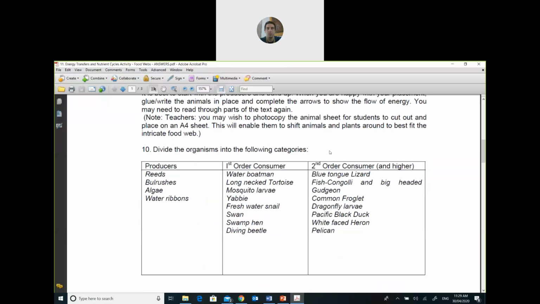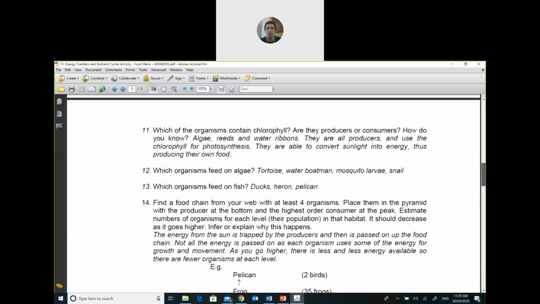Okay, first is to divide the organisms. So we know those primary producers were our reeds, bulrushes, algae, and water ribbons. We had a range of different organisms that fed on the producers. So they were the water boatmen, the long-necked tortoise, mosquito larvae, yabby, freshwater snail, swan, swamp hen, and diving beetle. And then we had our second order consumers and higher, which were the blue-tongued lizards, the fish, the congoli and the big-headed gudgeon, the common froglet, dragonfly larvae, Pacific black duck, white-faced heron, and pelican. So we first had to divide the organisms into categories. And then there's some questions.